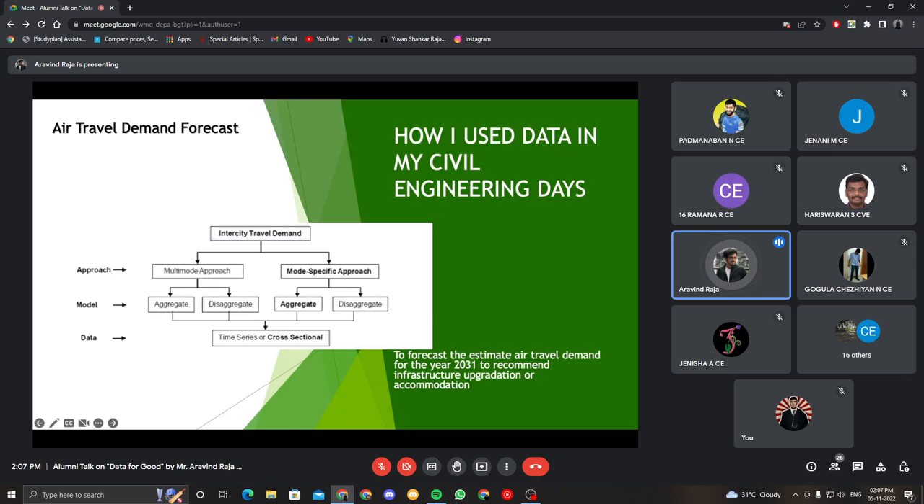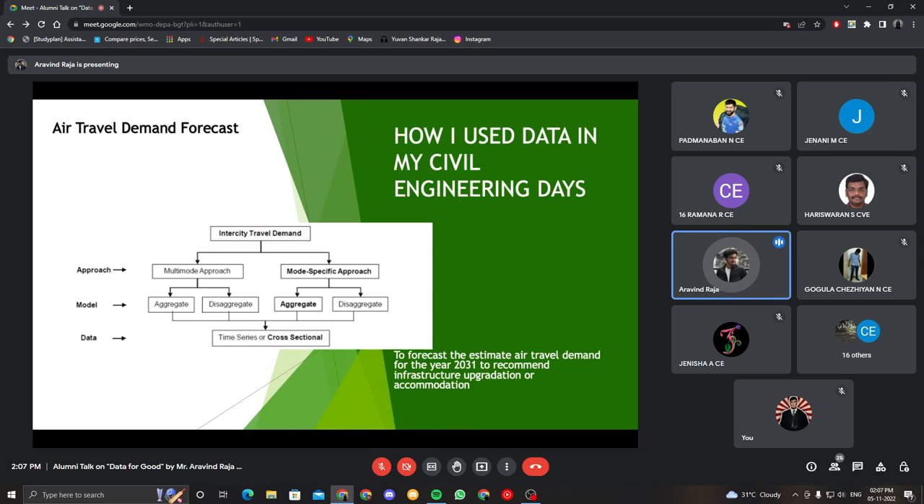Okay, so this is basically to see or forecast the demand for air travel for the year 2031. Why 2031? Because by that time you should be ready with the infrastructure to handle such an increase in the passenger flow. So that is what we have done.